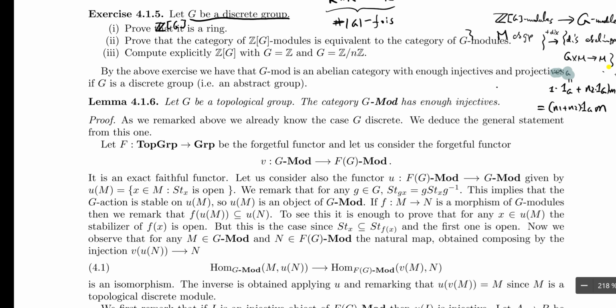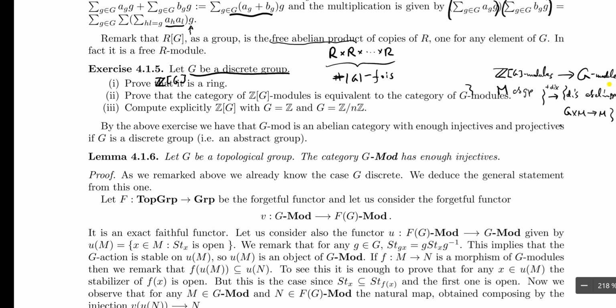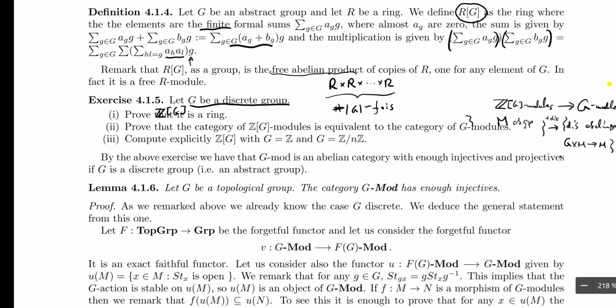Just translating the operation step by step on this RG module. To be more precise, if you are a G module, since you are an abelian group, of course you have an action of G on it and an action of Z on it. So we come a little back. You formally define an element of this group ring as this, then you take a G module here.